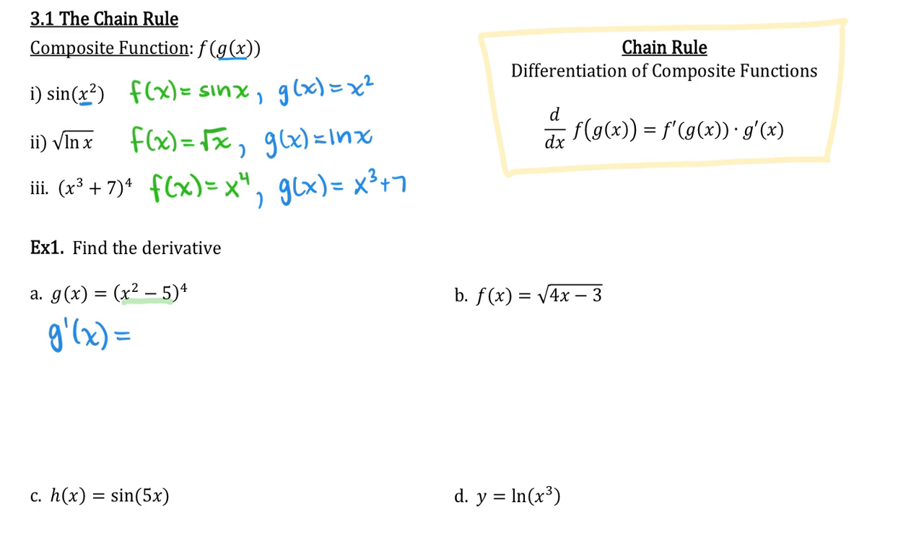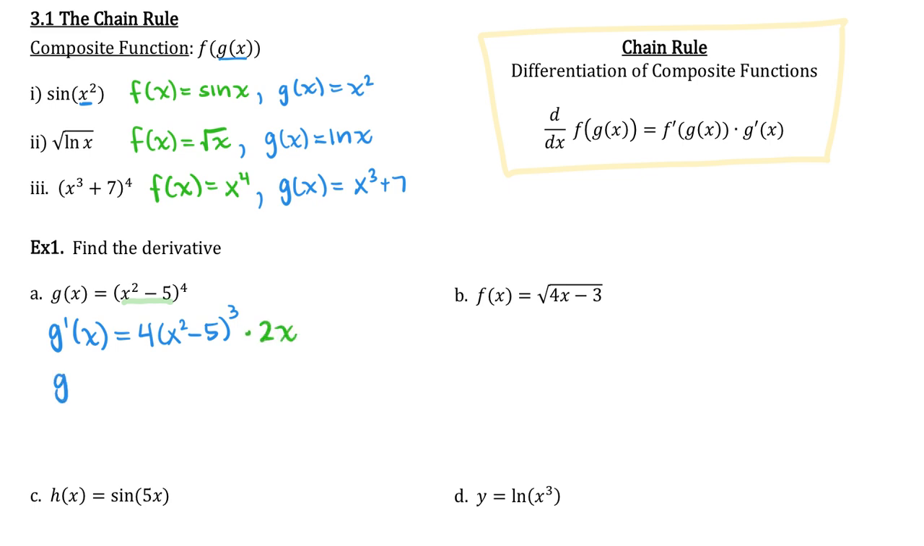Okay, so I'm going to do the outer function first. The outer function is I'm raising this to the fourth power. So I'm going to bring down the 4. I'm going to keep the parentheses the same, and then I'm going to lower it to the third power. Okay, but because the part in the parentheses has a derivative, I'm going to do the chain rule. I'm going to multiply it by the derivative of the inner function, which is the g prime of x. So the derivative of x squared minus 5 is 2x. That's the chain rule.